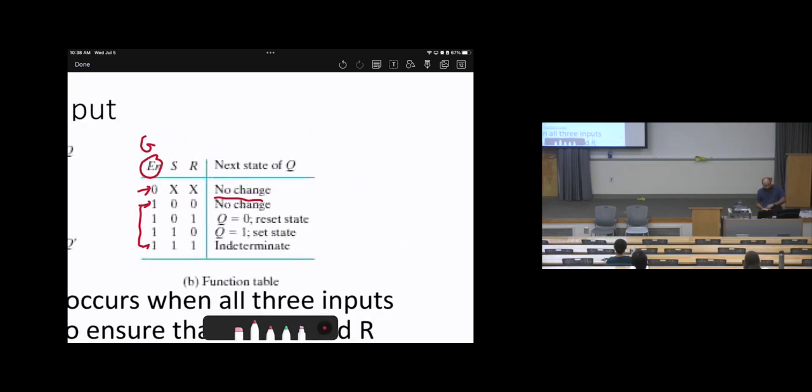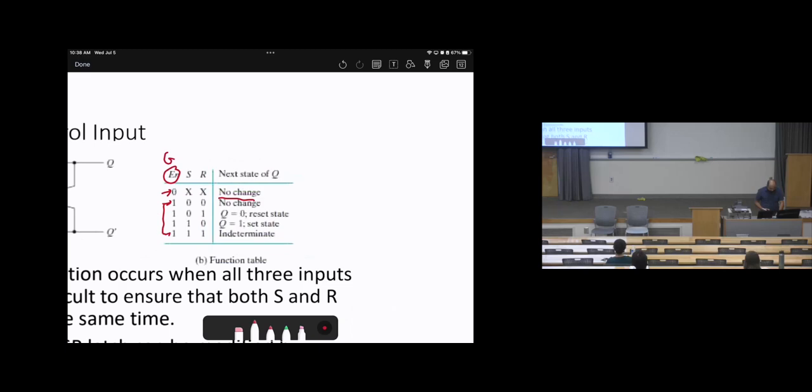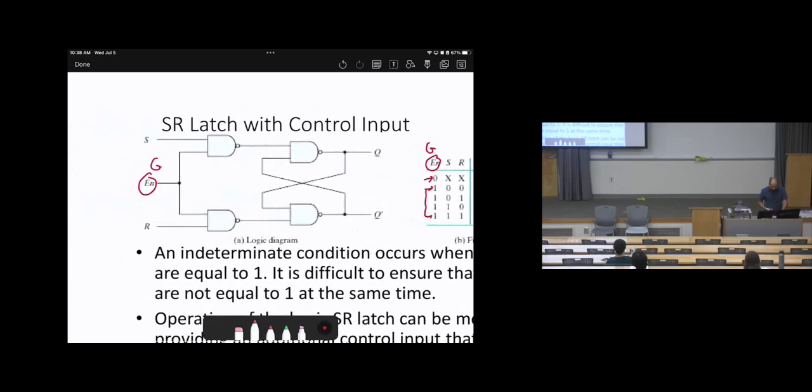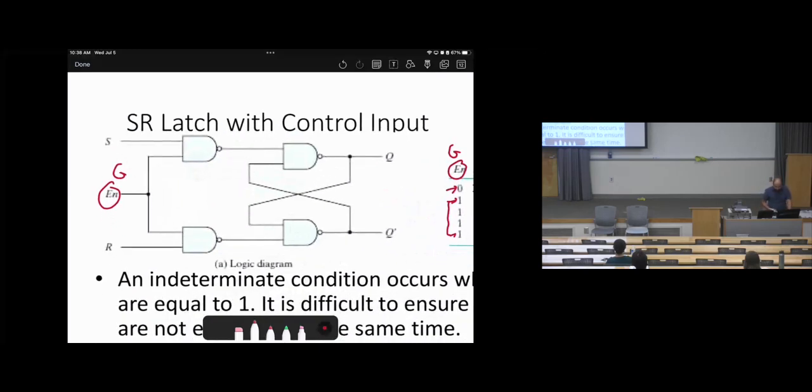So Q equal 1 for sets, Q equals 0 for resets, then there are forbidden states. And that's how it actually looks like. We added new gates here. Then these gates will be connected to enable, no matter if it's active high or active low, but let's assume the default is active high, even though there are NAND gates. NAND gates means active low, AND gates active high, but here I'm dealing with active high. So let's assume active high.